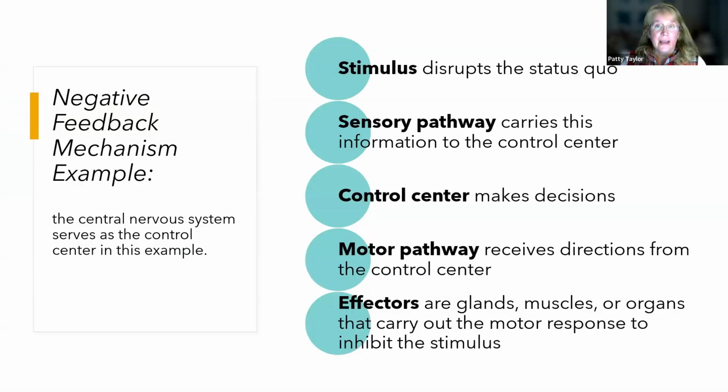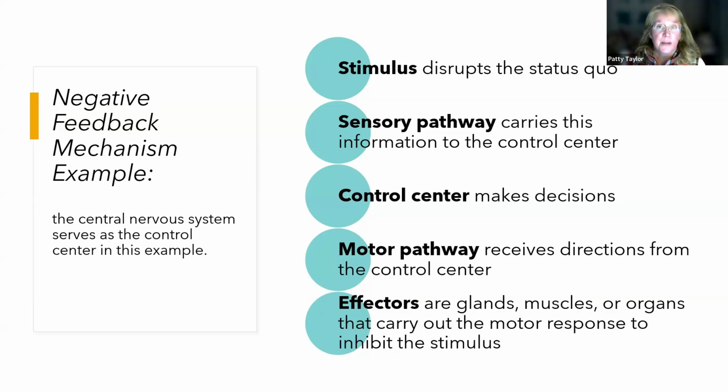Let's first detail a negative feedback mechanism. In this example, we're going to use the brain or the central nervous system as the control center. The control center is going to be the part of this particular feedback pathway that makes decisions. So this is generic. We're not using an example. We'll do one in just a moment. But in this pathway, we're just following how it would normally be laid out.